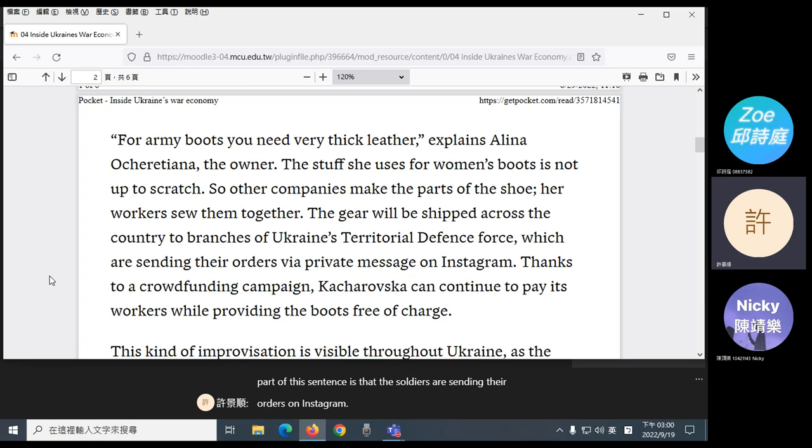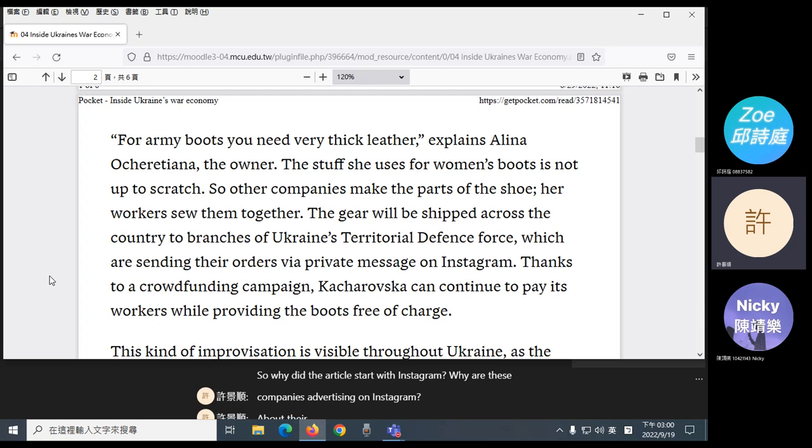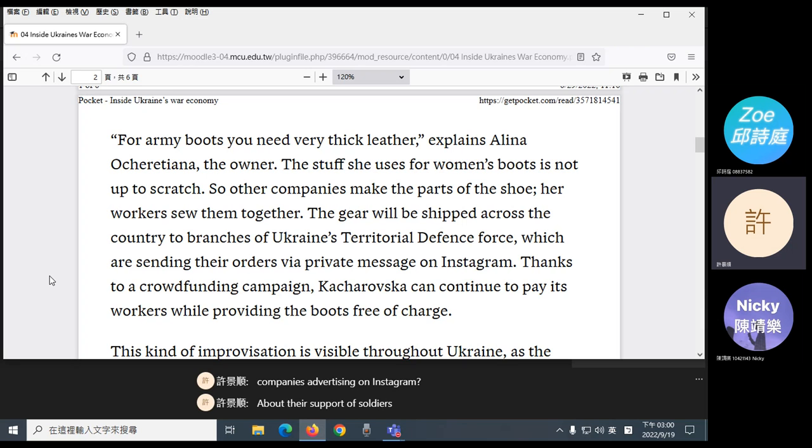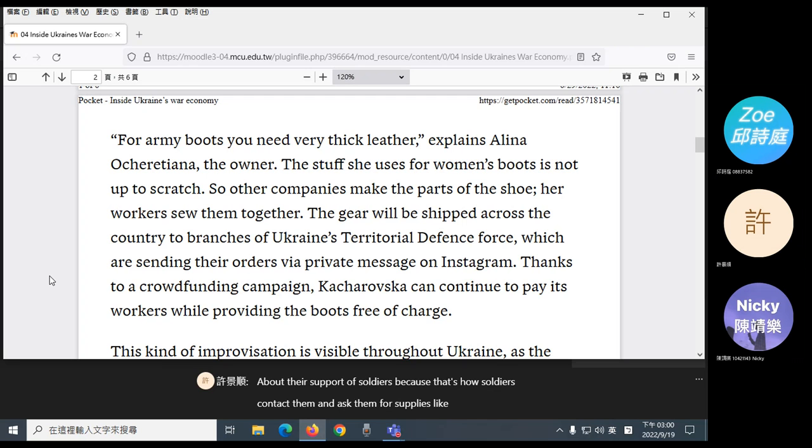So why did the article start with Instagram? Why are these companies advertising on Instagram about their support of soldiers? Because that's how soldiers contact them and ask them for supplies like boots.